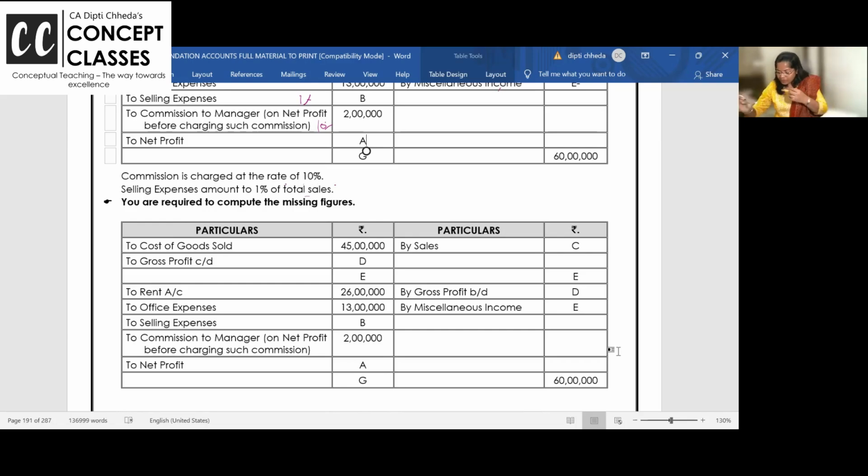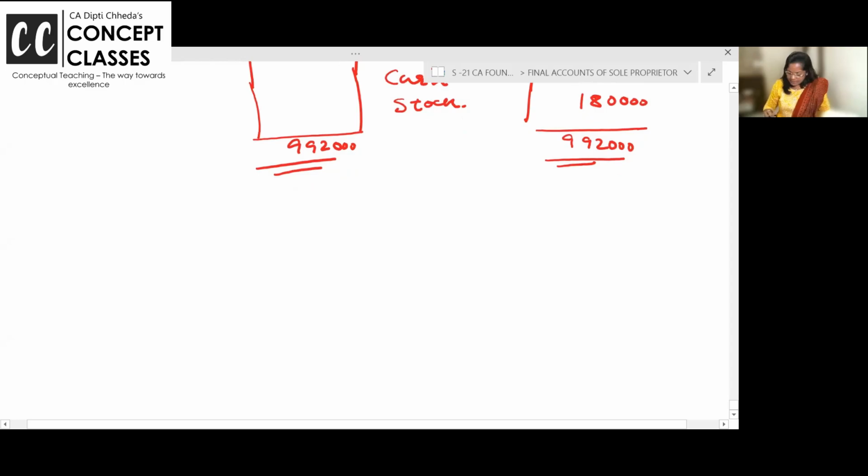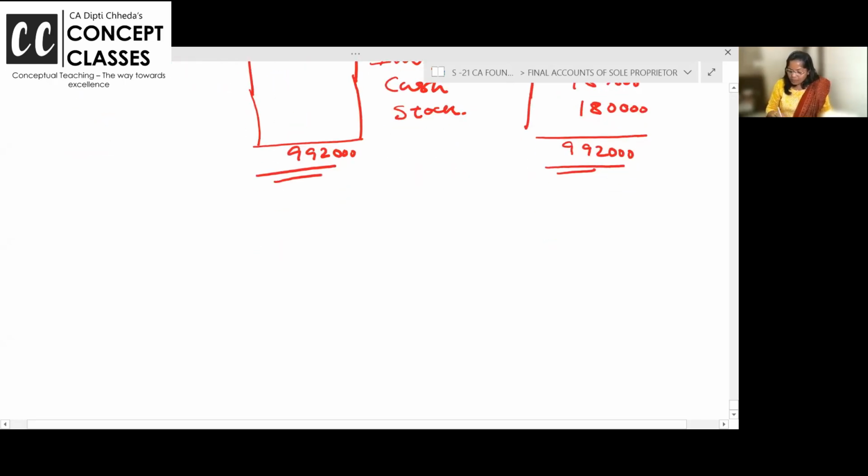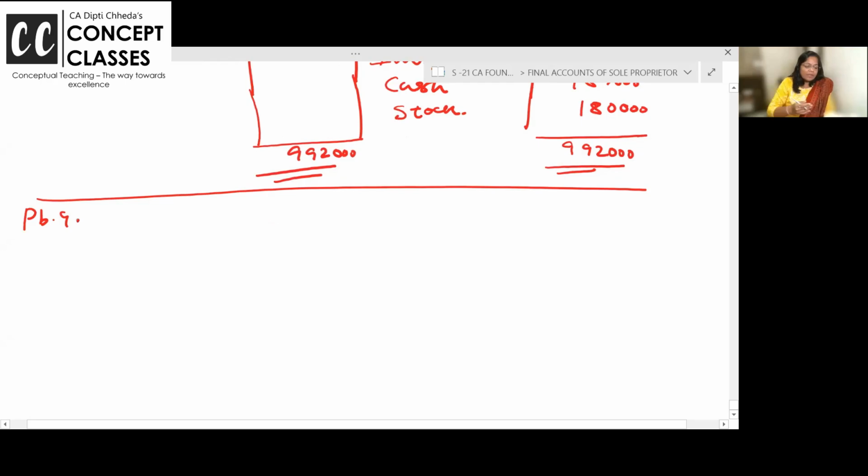You are required to find the missing figures. So shall we prepare this? It's just a simple trading P&L account. पहले ही format बना लेते हैं and then let us see how will you get the missing figures. Okay. Problem number 29. Just draw the way they have given. The way they have given, you all draw it.